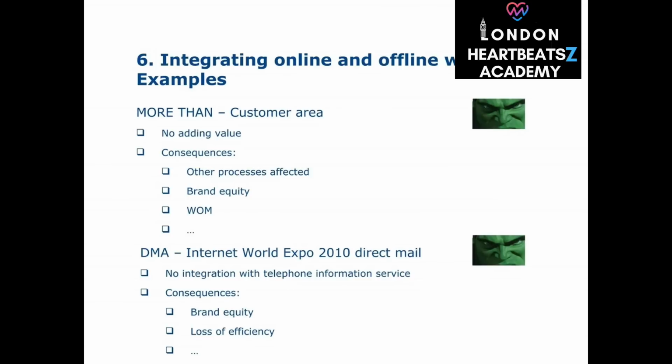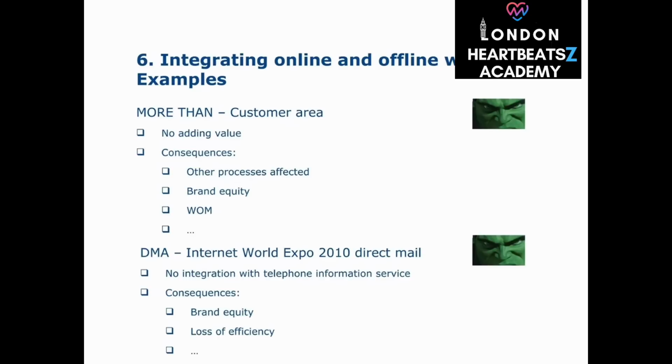And that brings us to the next section of the presentation, which is all about integrating the online and offline worlds. That's something we talked about earlier. It's all about creating a seamless experience for the customer, no matter how they interact with your brand. Yeah, and they give some really interesting examples, both good and bad. Lay it on me. So one negative example they give is this insurance company called More Than. And basically their customer area on their website just lacked any real added value. And they said this actually had consequences for their internal processes.